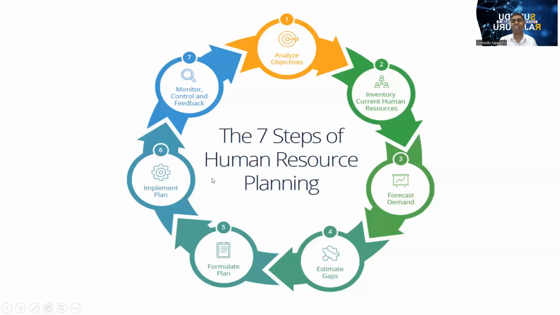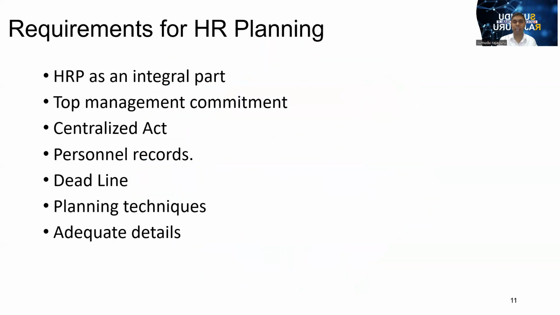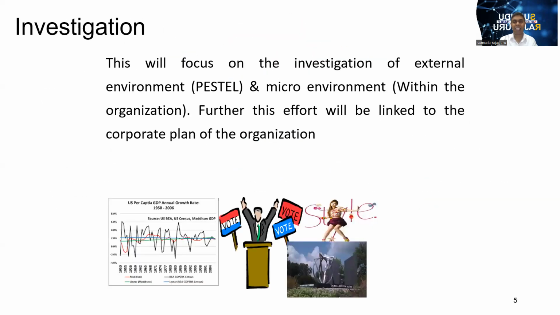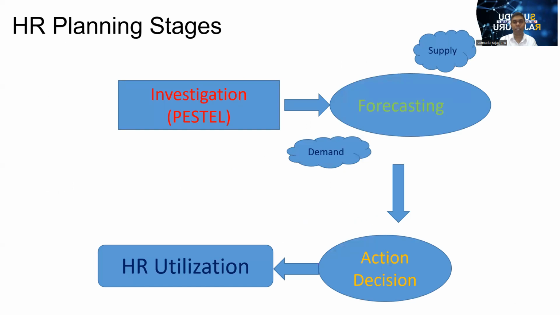This is also like a never-ending circle. Then again, the objective can change in the future. Again, we have to analyze the objective and go through all the steps again and again. So I think now you may have some rough idea about HR planning. I'll just summarize within a few minutes.